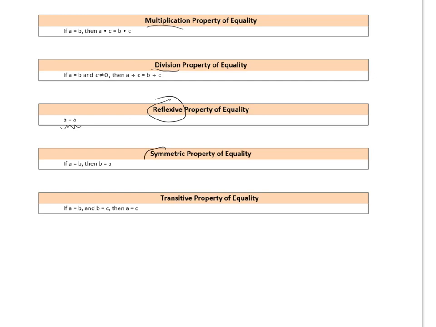Then we have the symmetric property, which says that if A equals B, then B equals A. So thinking about symmetry, that things are the same forwards and backwards. And then transitive property. If A equals B and B equals C, then A equals C. It's a chain reaction.